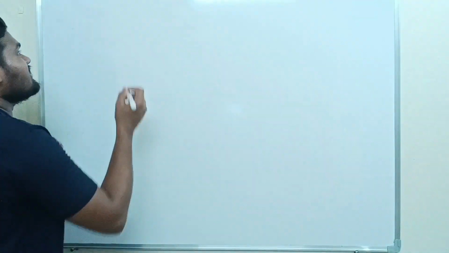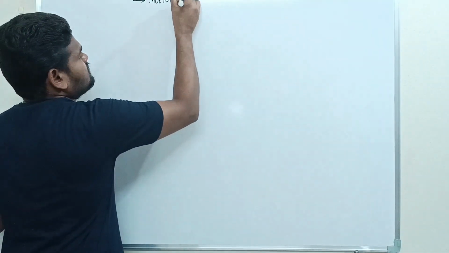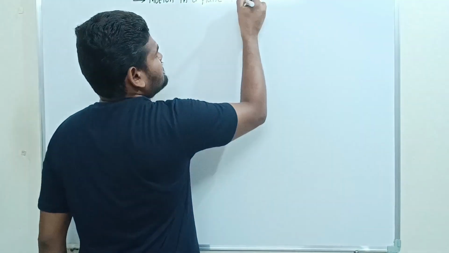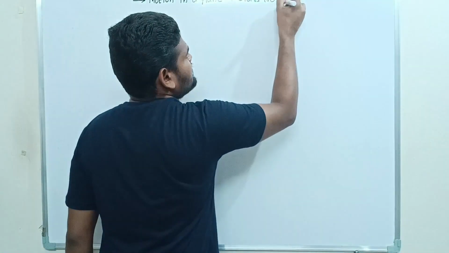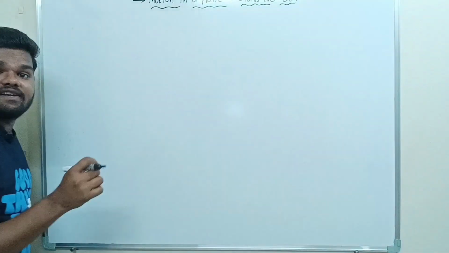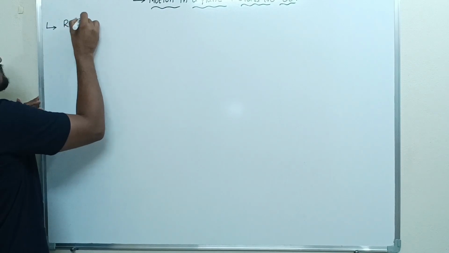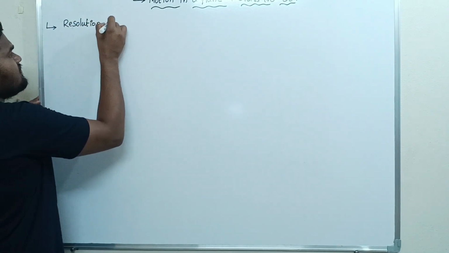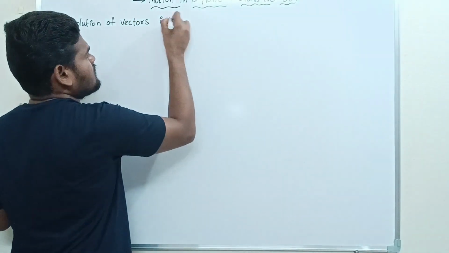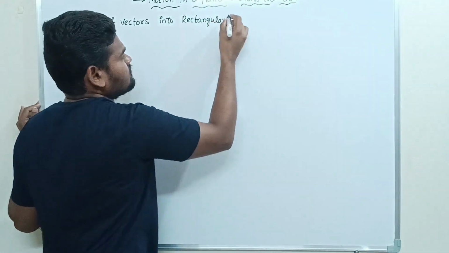So what is the chapter going on? Motion in a Plane. And what is the class number? This is class number 08. So what is today's concept? Resolution of vectors into rectangular components.